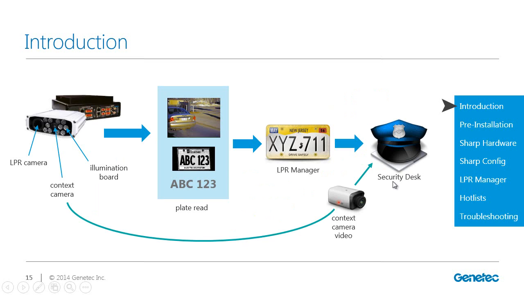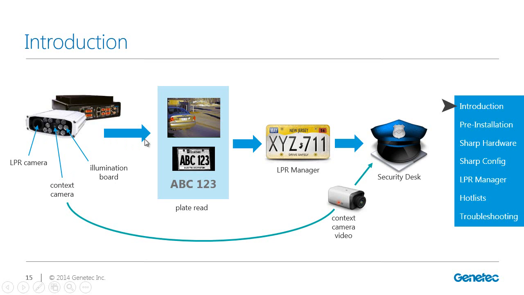Sharp cameras contain an LPR camera for reading the plates using different wavelengths of light. The light is provided by the illumination board, which are these small lights on the front here, and the camera also contains a standard camera for recording the image of the car and its environment when a plate is read.